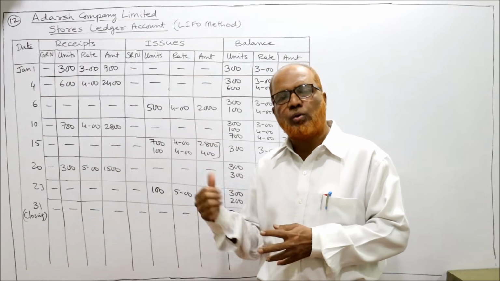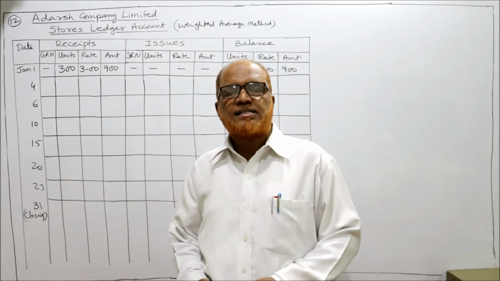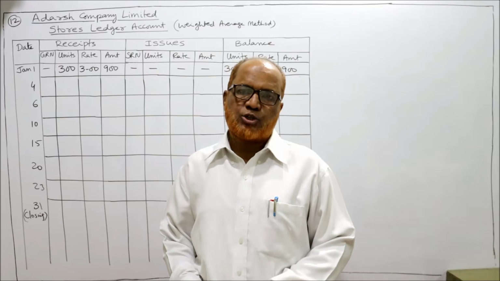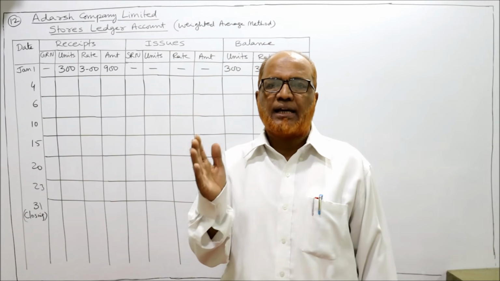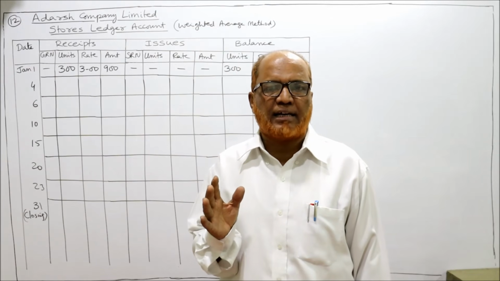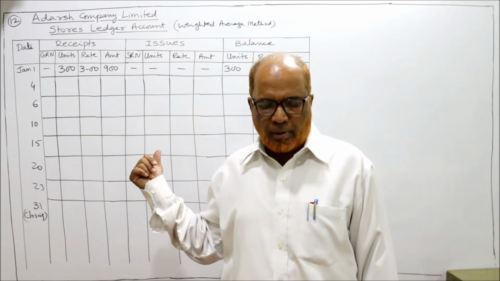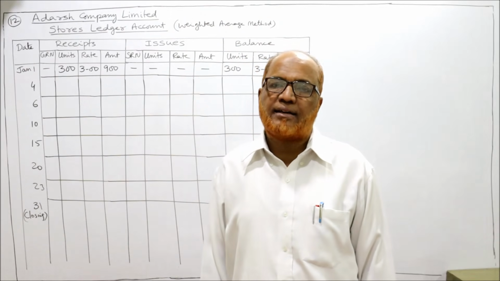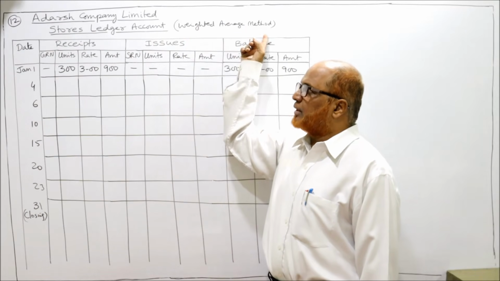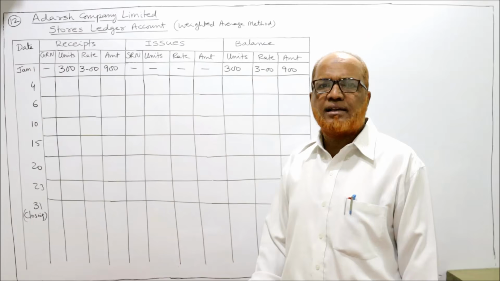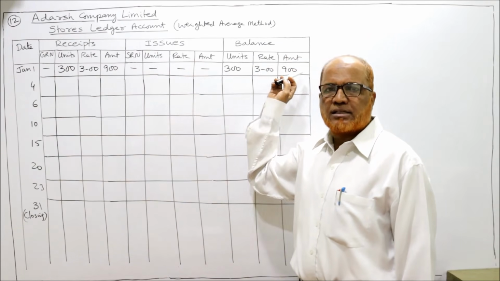One more method: we have to do the same problem by the weighted average method. Now we'll start the weighted average method. The same problem, 12th problem; we have already done the Fifo method and Lifo method. I have explained in detail regarding the stores ledger by Fifo and Lifo. Now the same problem I am explaining by the weighted average method. So, stores ledger account, weighted average method. The format is exactly the same, no change in the format. Date, receipts, issues, balance, right?